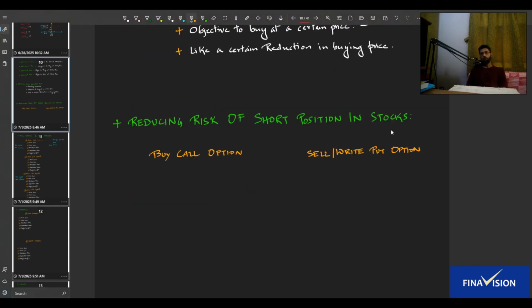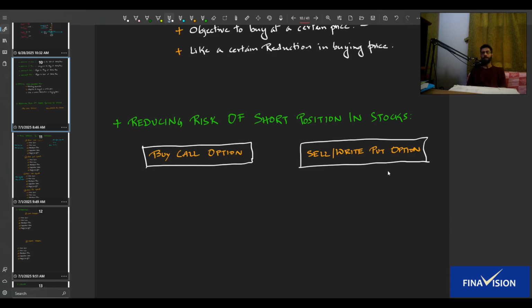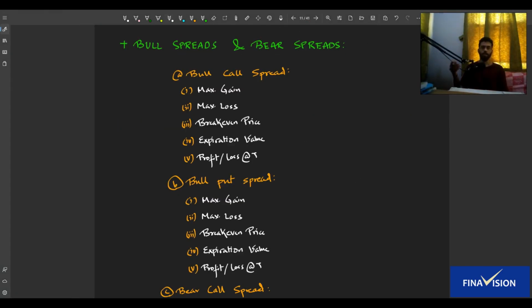Reducing risk of short position in stocks. Now this can be done in two ways. One is buying a call option, and second is selling or writing a put option. Now which one to choose when? The put option, selling or writing the put option, can be chosen when you expect the volatility to be low. But if you expect volatilities to be high, it is better to go for buying a call option. This is for the scenario where volatility is assumed to be high or going to increase, right?